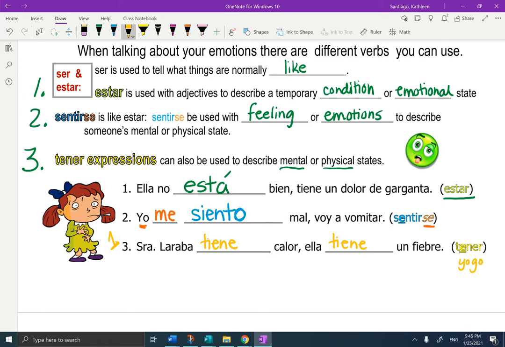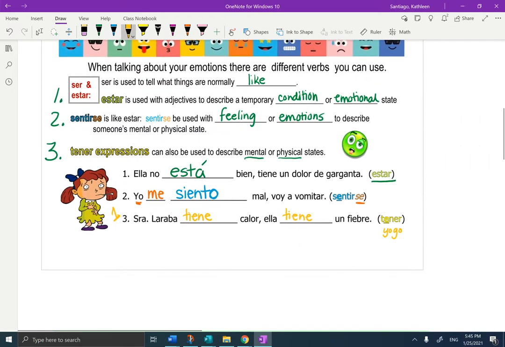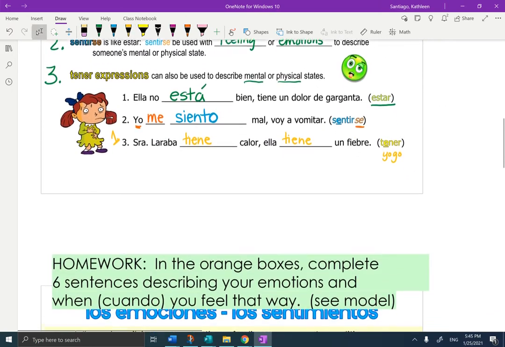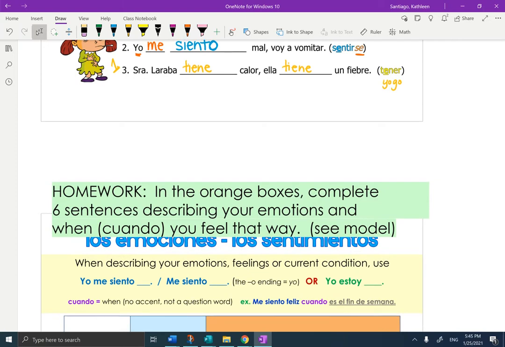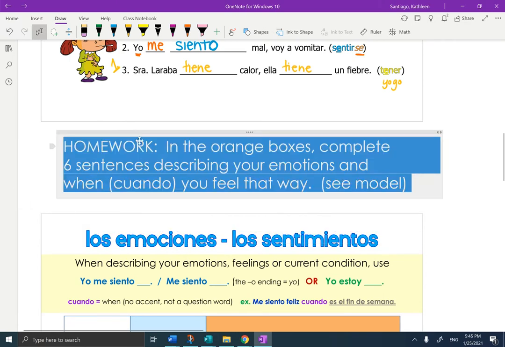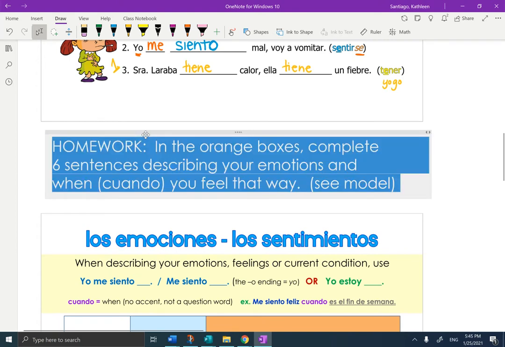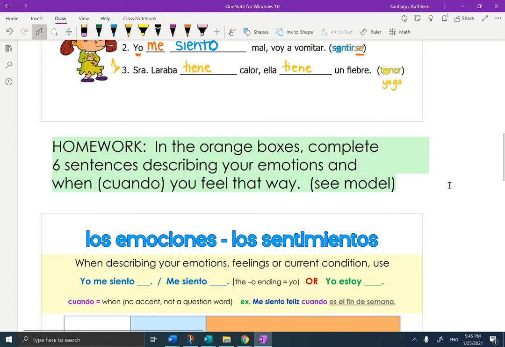We'll be practicing all of them. Now let's talk about the actual emotions. So here it's talking about your homework first, but we will talk about the homework in a minute. While I'm here, I'm going to grab that box and pull it off of your page so you can see. Sorry about that. So we're going to learn the emotions, and then your homework tonight in the orange boxes is to complete 6 sentences describing your emotions and say when you feel that way using cuando without an accent. Okay, let's take a look.